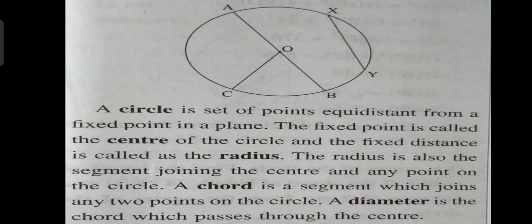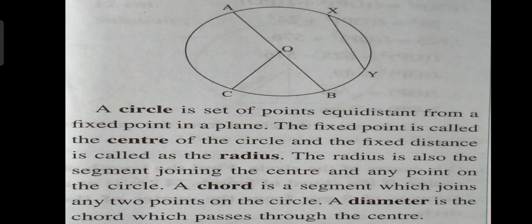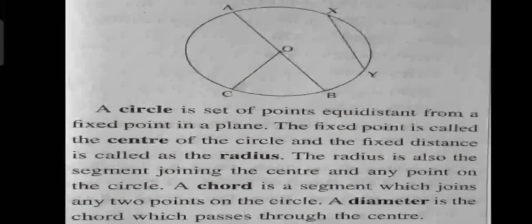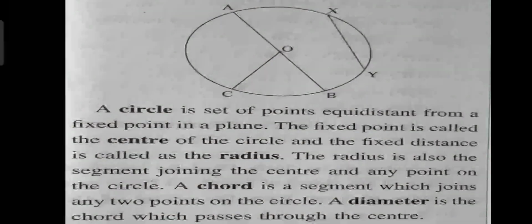Students, this screen which has been given in front of you, you have to write it down. You have to draw the circle as it has been given, and the important parts which have been written down, you have to write in your notebook before you start with the exercise. A circle is a set of points equidistant from a fixed point in a plane. The fixed point is called the center of the circle. It is denoted by letter O. And the fixed distance is called the radius.